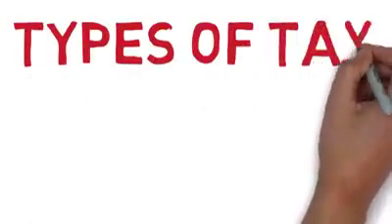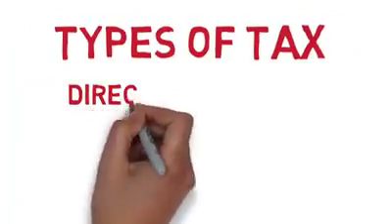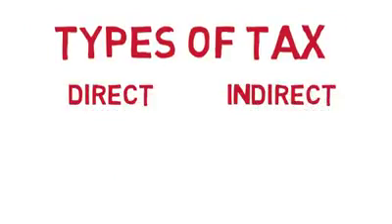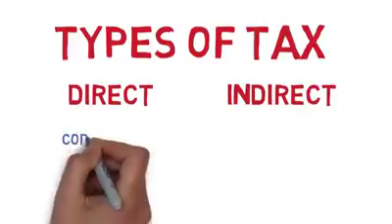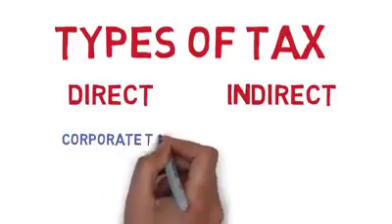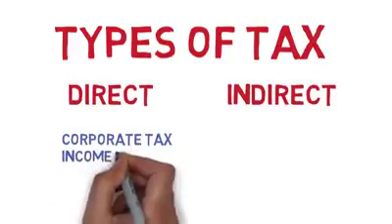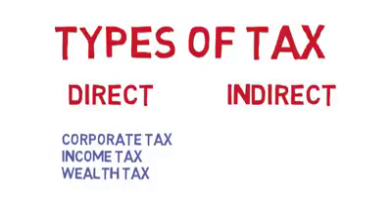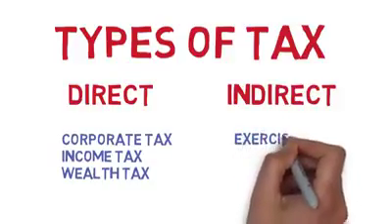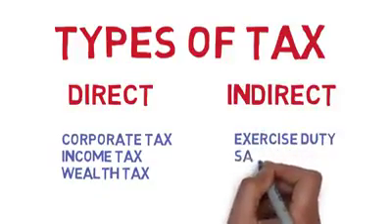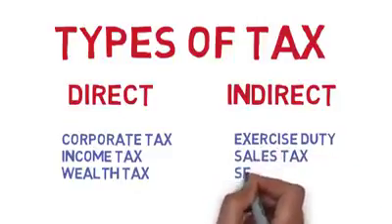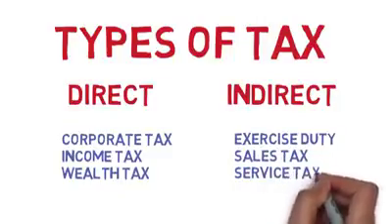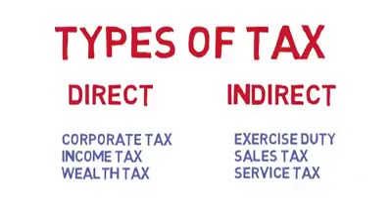There are actually two types of taxes. One is direct tax and the other is indirect tax. Direct tax is a tax whose liability cannot be shifted to someone else, like corporate tax, income tax, wealth tax, etc. But indirect tax is a tax whose liability can be shifted to someone else. It includes central excise tax, sales tax, services tax, etc.